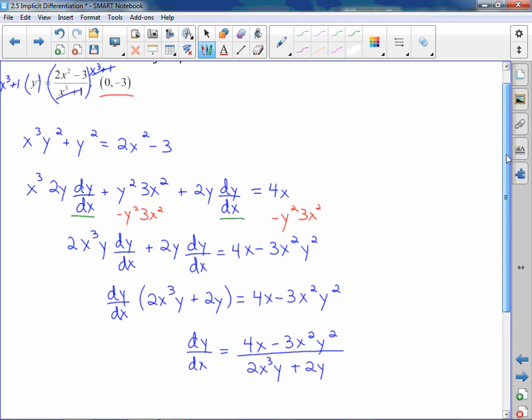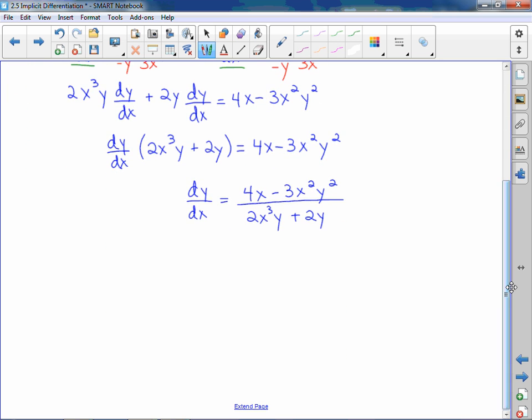Okay, so the point is 0, negative 3. So in for my x is 0, in for my y is negative 3. So this equals 4 times 0 is 0, minus 3 times x, which is 0, times the negative 3 squared. So that's going to be 0 as well. And that's over 2x cubed y, where x is 0, so it's 0, plus 2y, so that's 2 times negative 3.